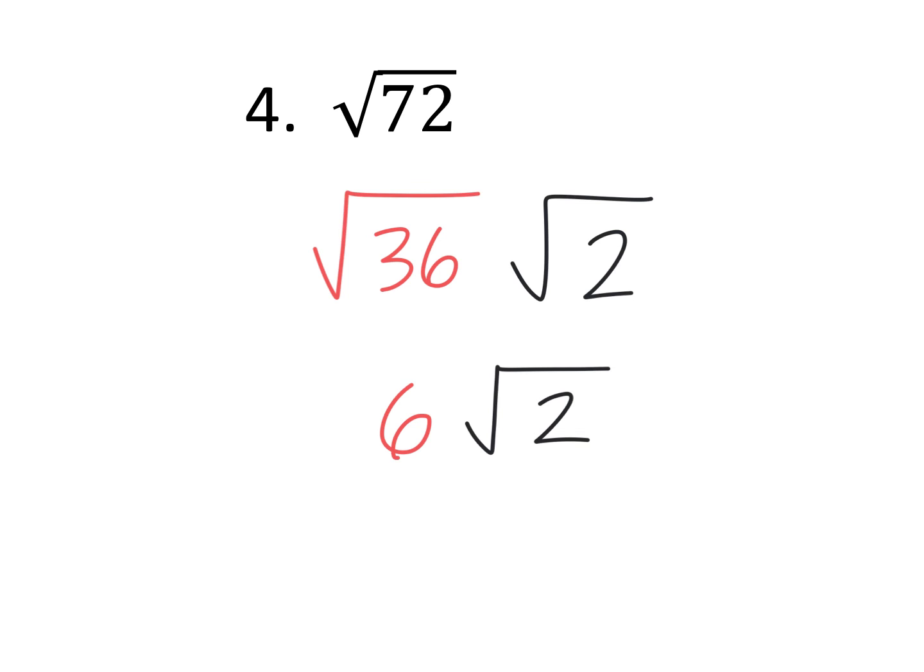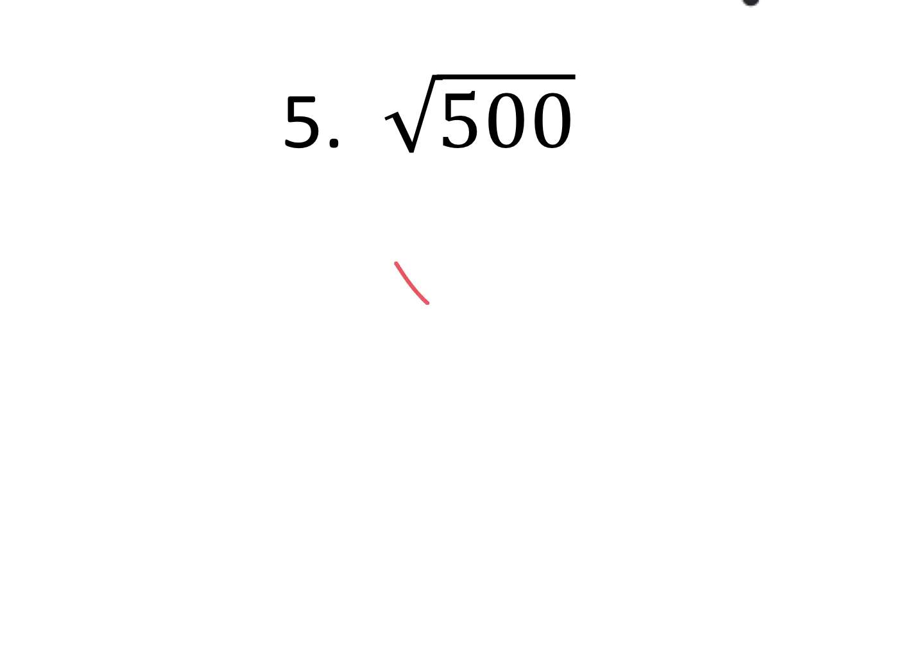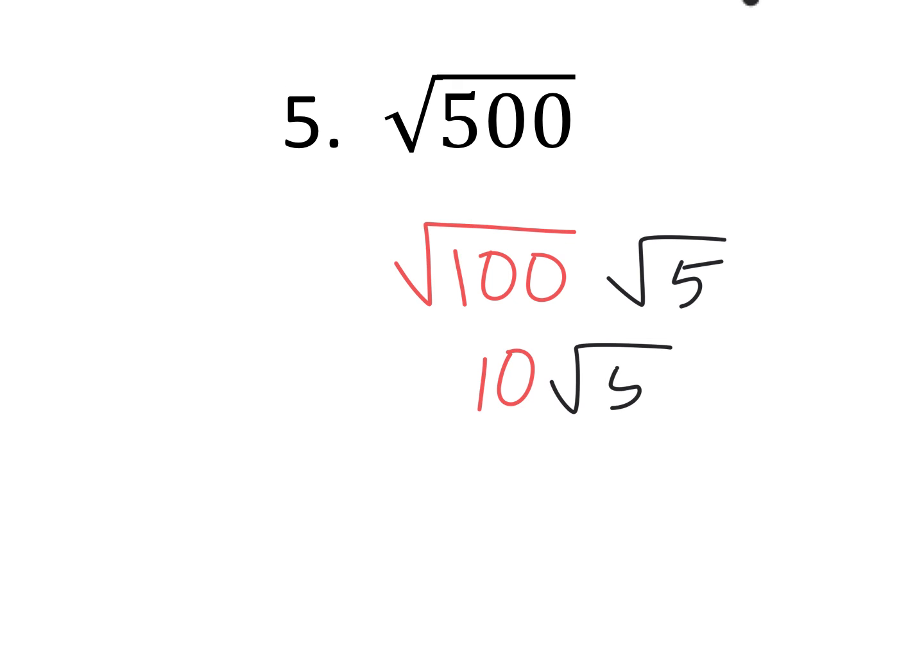And that is it. So it's the square root of 100 times the square root of 2. We'll simplify the rest when we get back. This would become the square root of 100 times the square root of 5, so it's 10 root 5. And you just put them side by side.